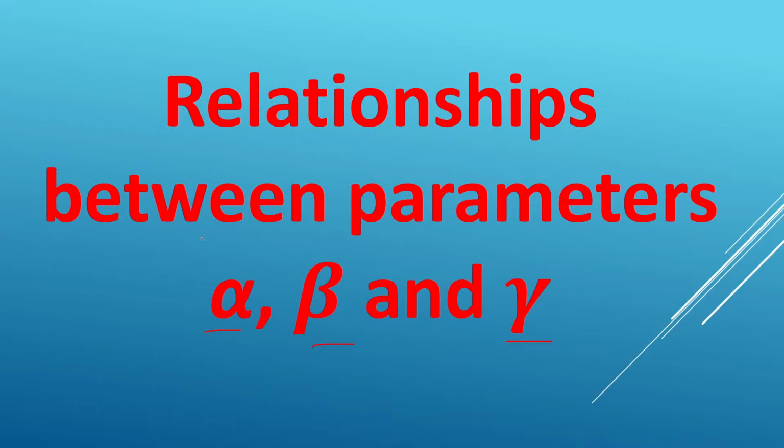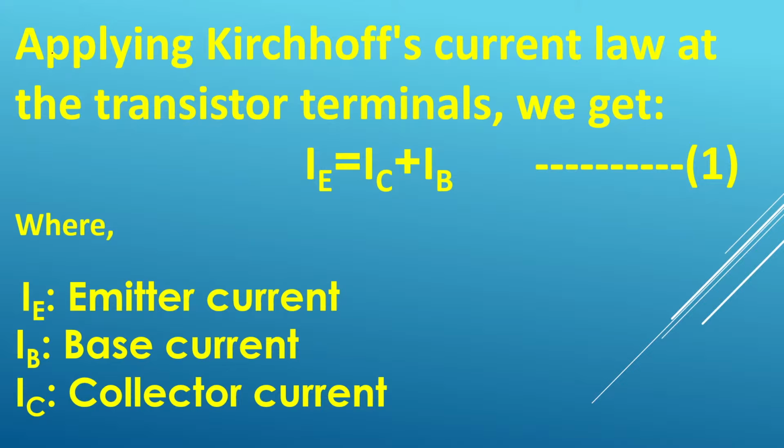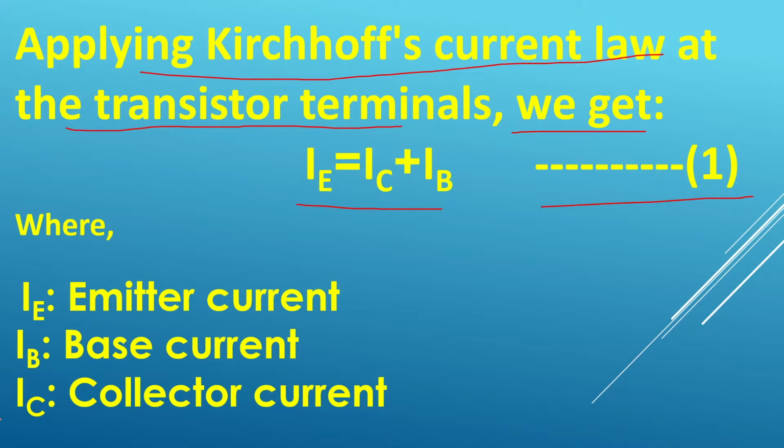So to get the relationship between alpha, beta, and gamma, what I am going to do is apply Kirchhoff's current law to the transistor terminals, and you have to write down the derivation. Whoever is attending the class, just write down the derivation. So by applying Kirchhoff's current law at the transistor terminals, what do we get? IE is equal to IB plus IC. Consider it as equation 1. Here IE is the emitter current, IB is the base current, and IC is the collector current.